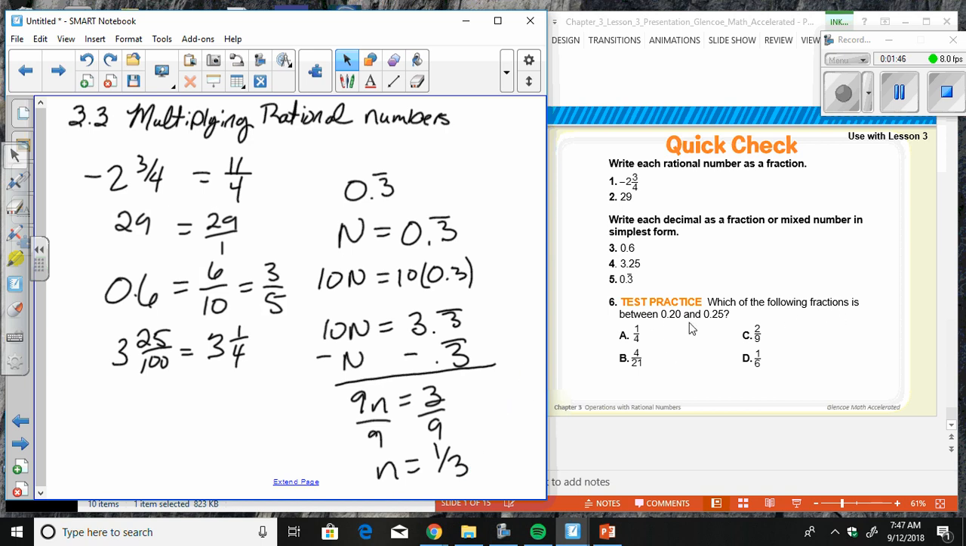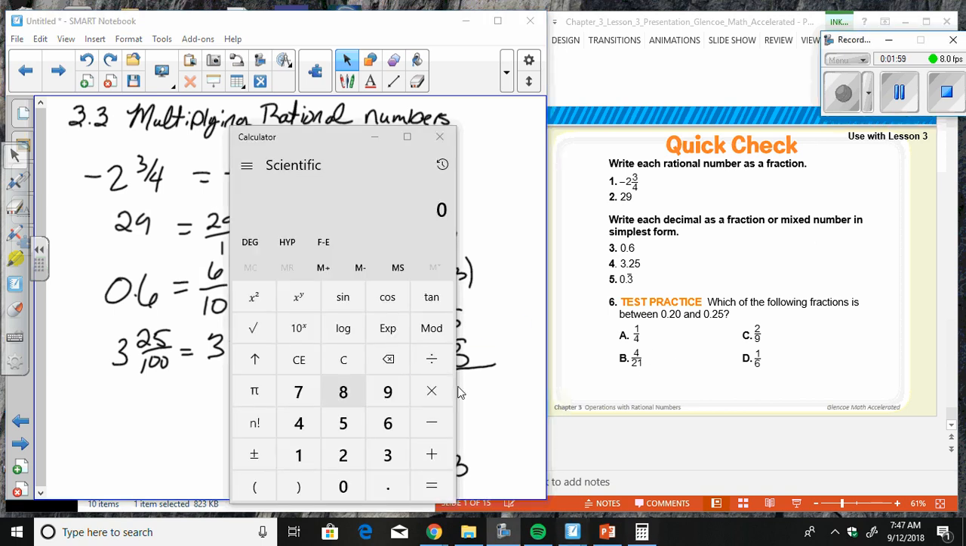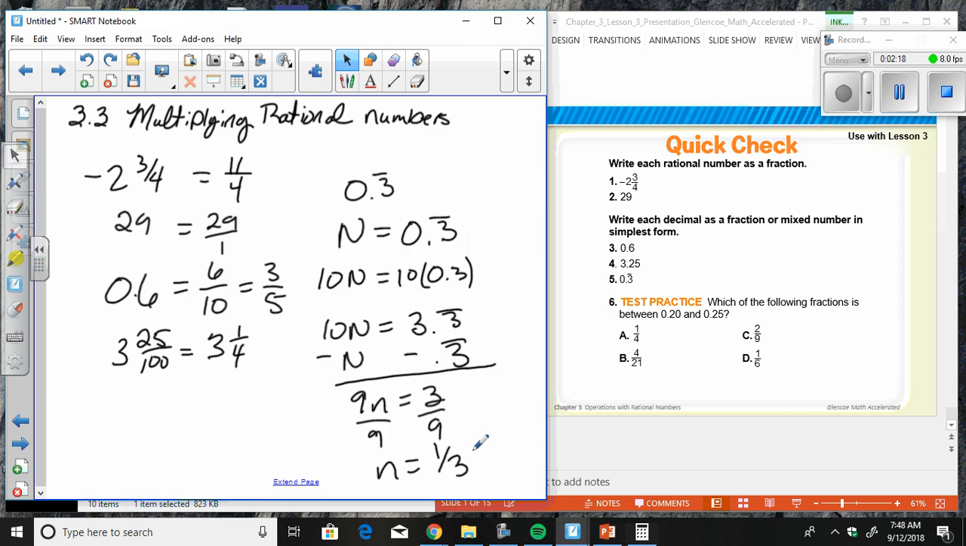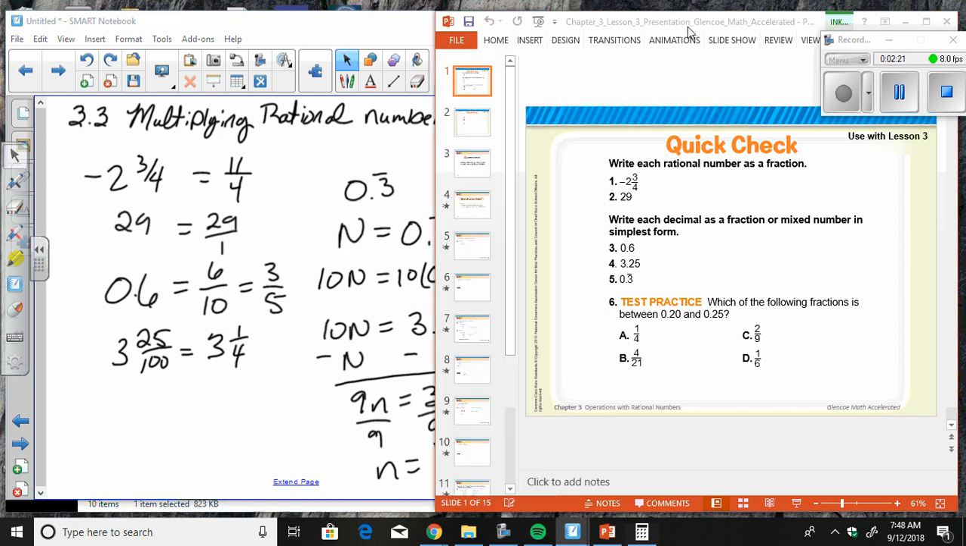Which of the following fractions is between 2/10 and 25/100? So this is 0.25 right here. Let's see, calculator. We know that 1/4 is 0.25. Let's try 4 divided by 21. And we get 0.19, so that's below. 2 divided by 9, we get 0.22222, so that's definitely there. So it's probably C, but we'll test out that 1/6 real quick. And we get 0.16, so that's below, so that's not what we need either. So our answer here is C.